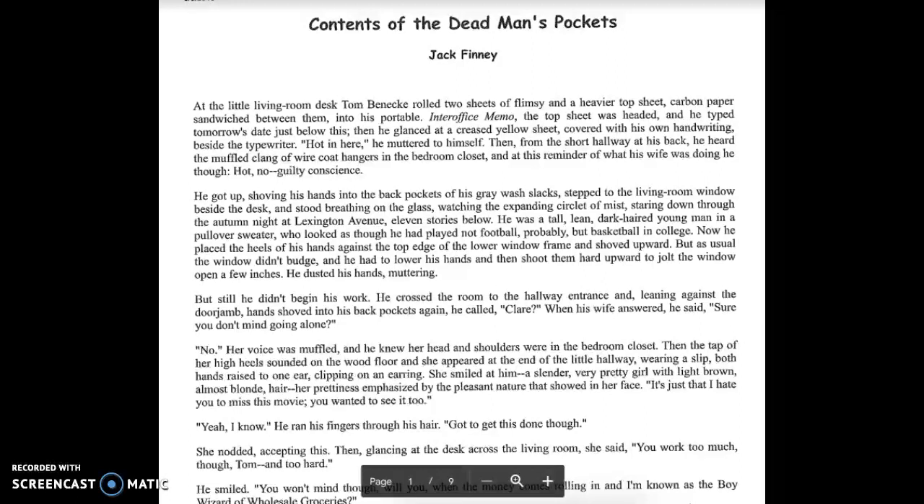"Hot in here," he muttered to himself. Then, from the short hallway at his back, he heard the muffled clang of wire coat hangers in the bedroom closet, and at the reminder of what his wife was doing, he felt, though hot, no guilty conscience.